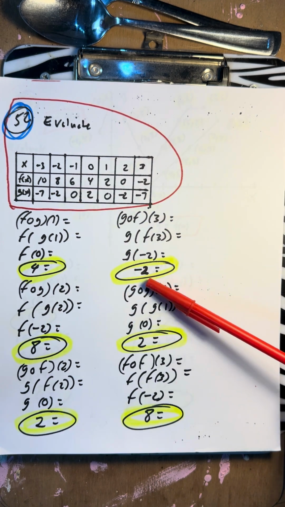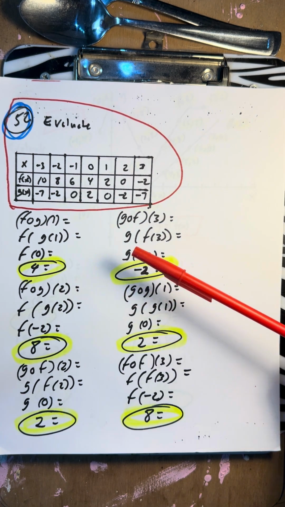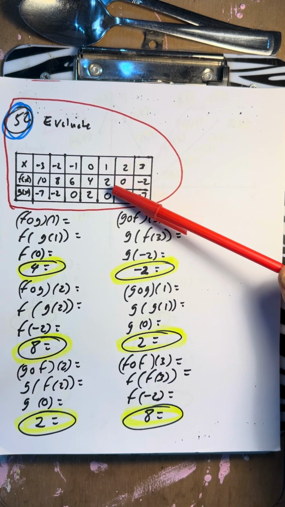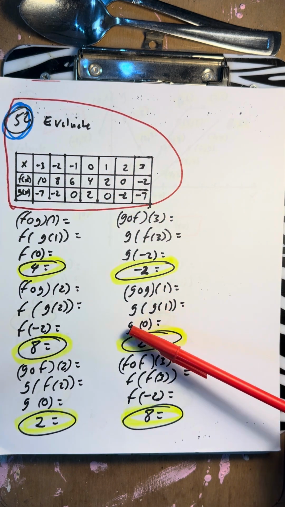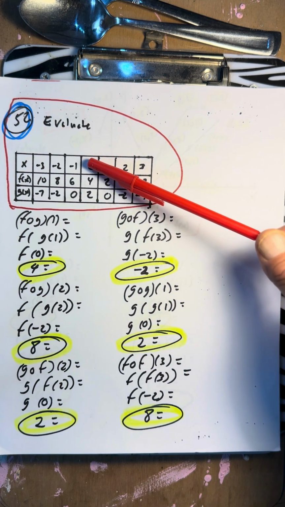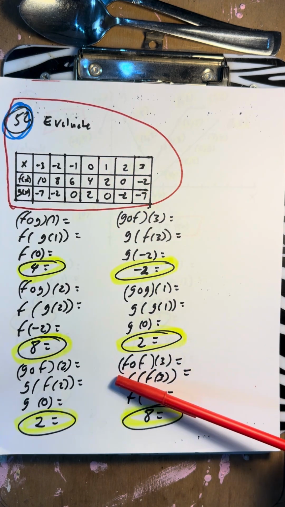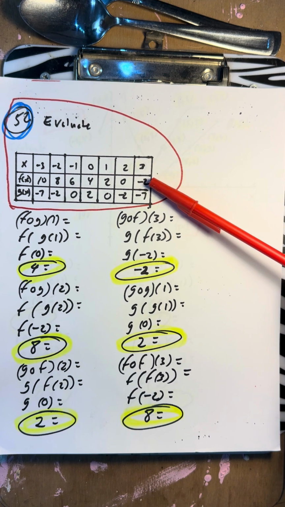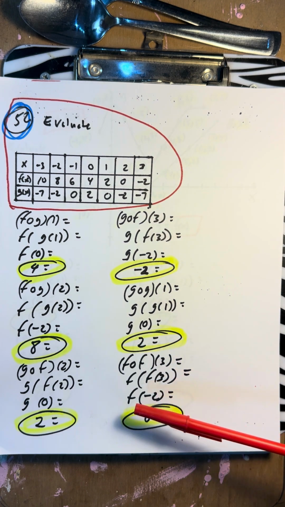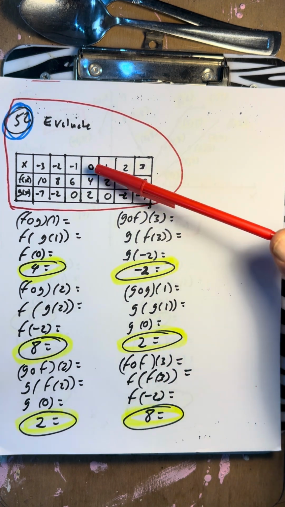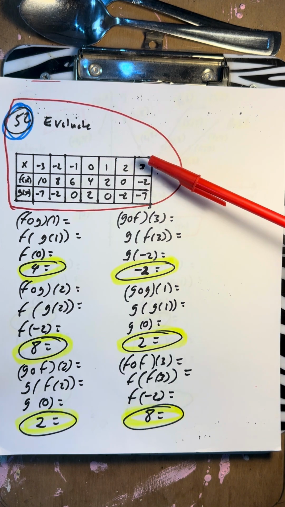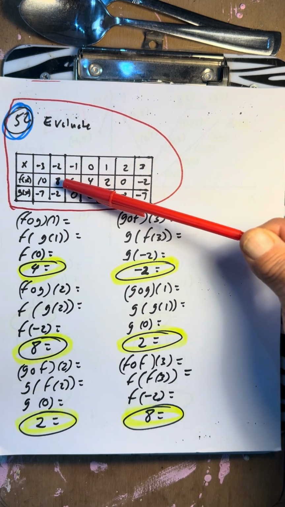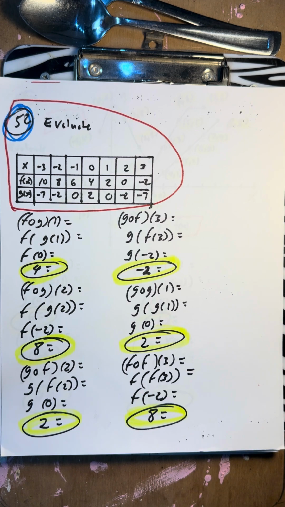Yay. g circle g of 1, g of 1 is right there, g of 1 is 0. And then g of 0 is 2. f circle f of 3, f of 3 is negative 2. And f of negative 2 is 8. All right, yay.